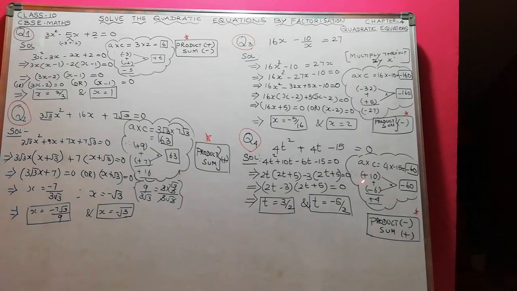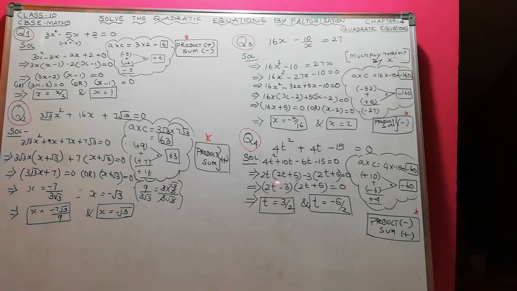So when you add plus 10 and minus 6, that gives you positive 4. When you multiply plus 10 into minus 6, it gives you minus 60. So let us split the middle term and write 4t squared plus 10t minus 6t minus 15 equal to 0. Let us take the common factor 2t outside. It gives you 2t into 2t plus 5 minus, here 3 is a common factor. Let us take it outside. So minus 3 into 2t plus 5 equal to 0.